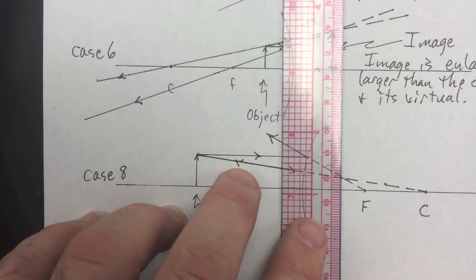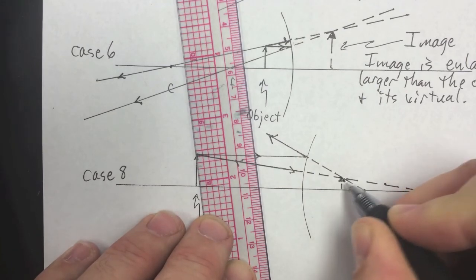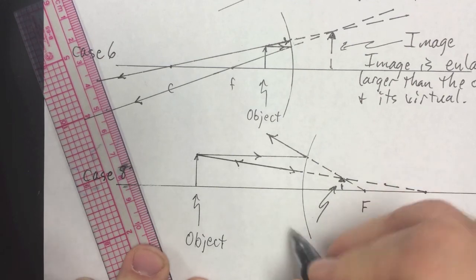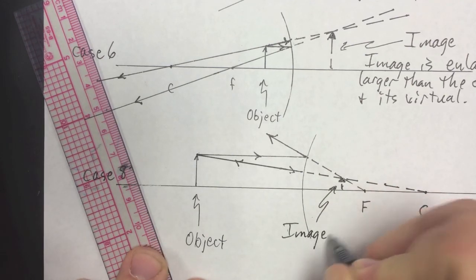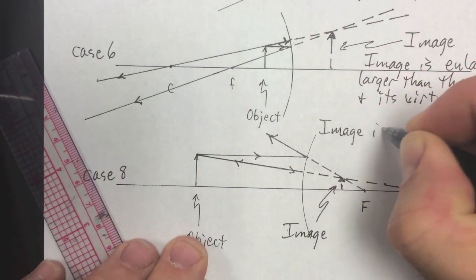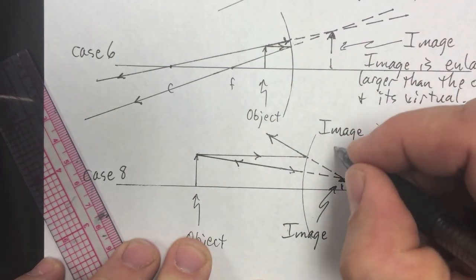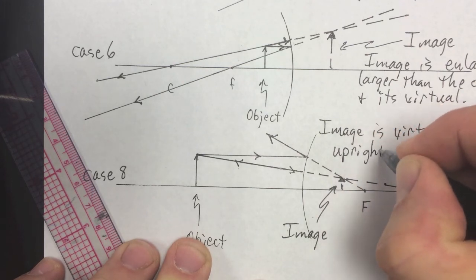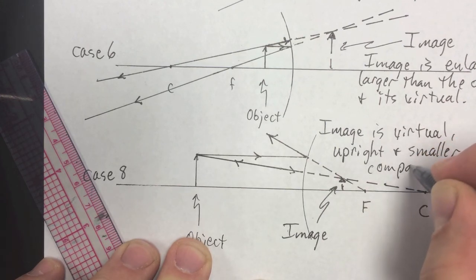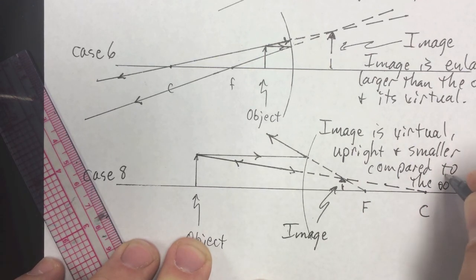So I'm going to put in my image and put an arrow on it because you have to say its orientation. Label that as the image. And then we can say the image is virtual, upright, and smaller compared to the object. And there you have it.